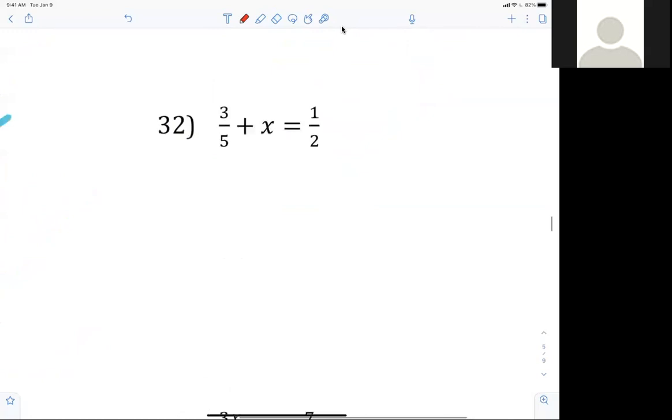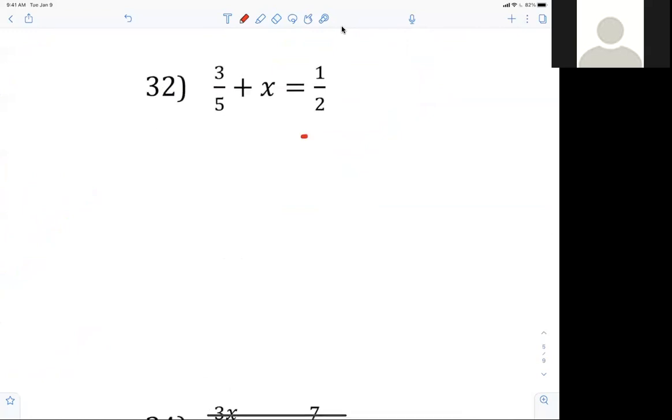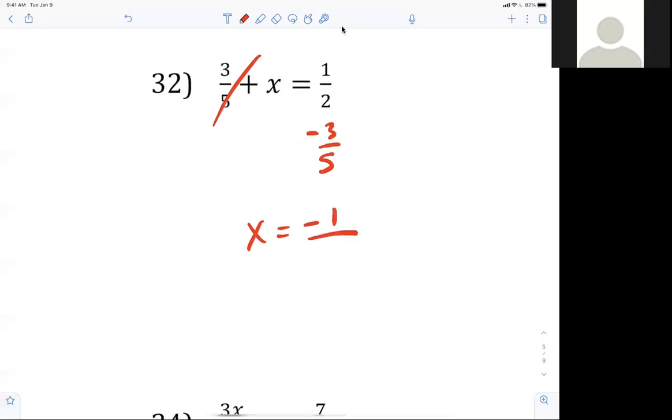Okay, 32 is too easy. Subtracting 3/5. Is that correct? Anybody have any issues with negative 1/10? All right.